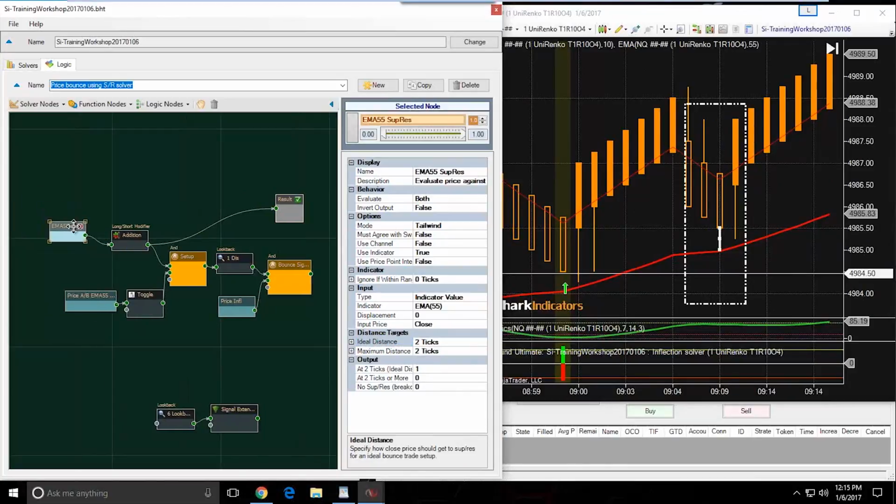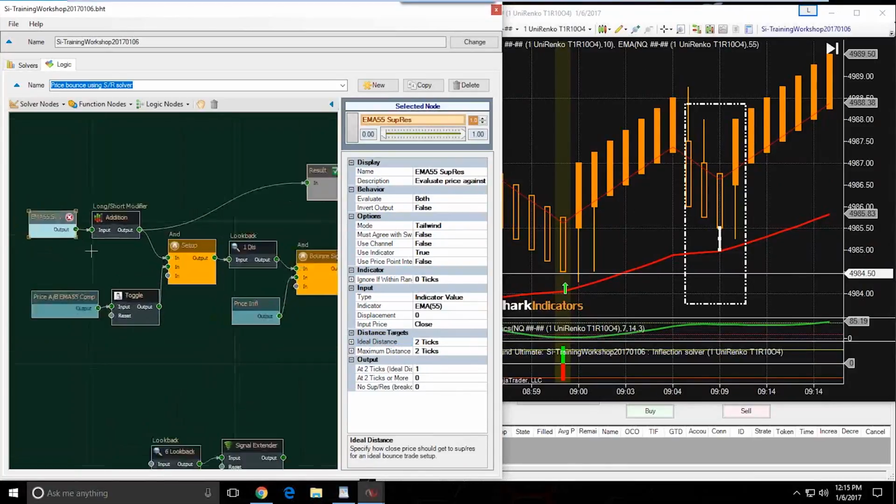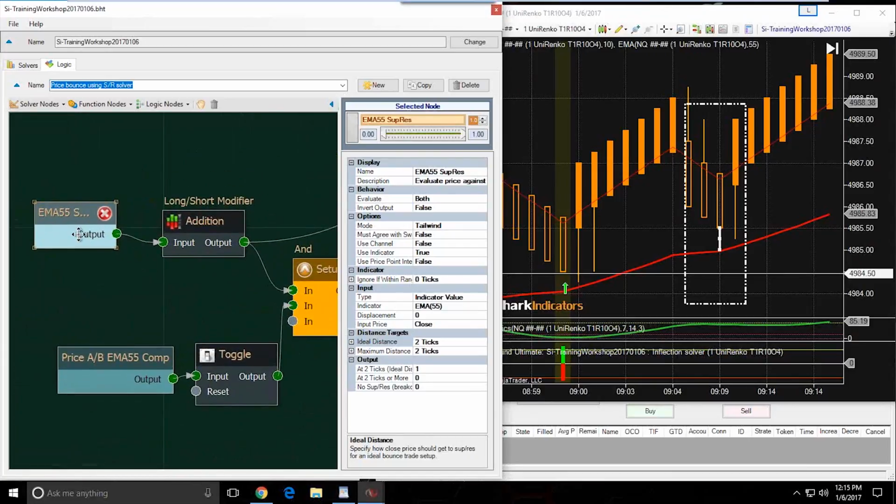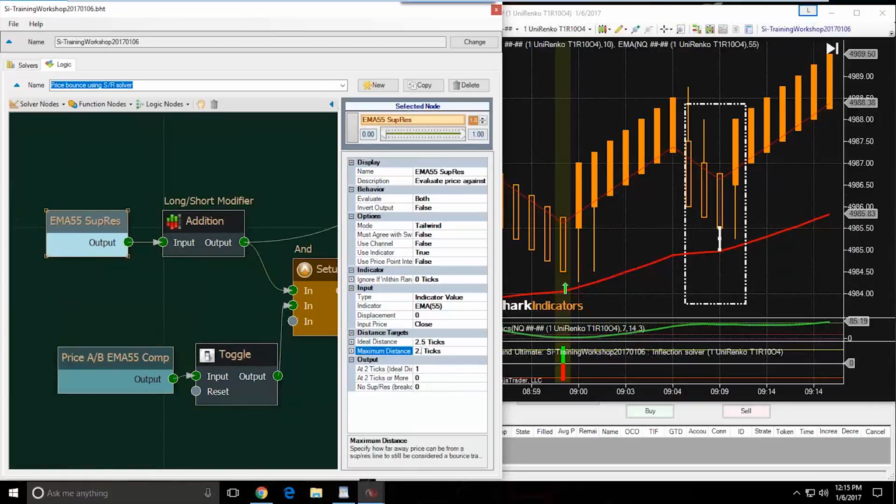So we can go into our support resistance solver here, right? So let's take a look at our support resistance solver here, and we have our distance set to 2 ticks. So if you want to, you could increase this to 3 ticks if you wanted, right? You could do whatever you want, but let's just stick with our 2 tick theory here. Let's just set this to 2.5 ticks, like so.